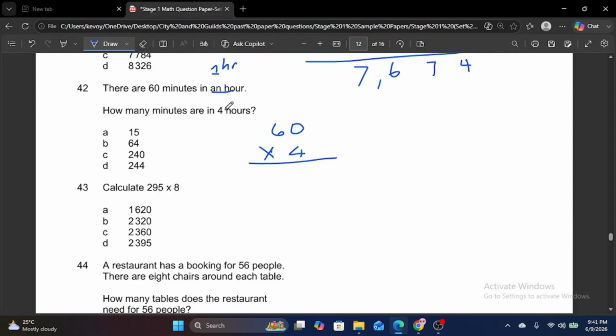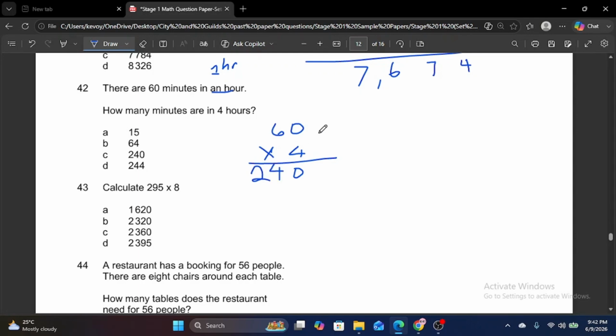So it's just multiply the number of hours by 60 minutes, since 60 minutes equals 1 hour. If you want to find the value for 4, just multiply by 4. So 4 times 0 is 0. And 4 times 6, that's going to be 24.